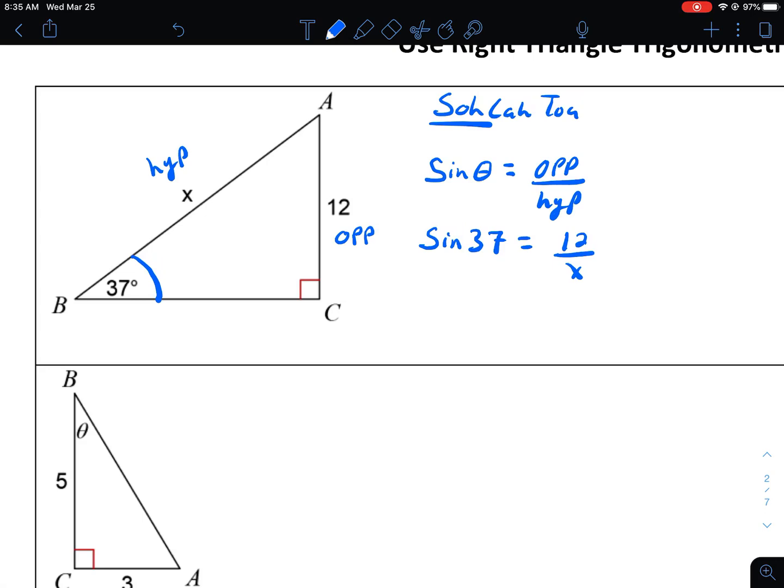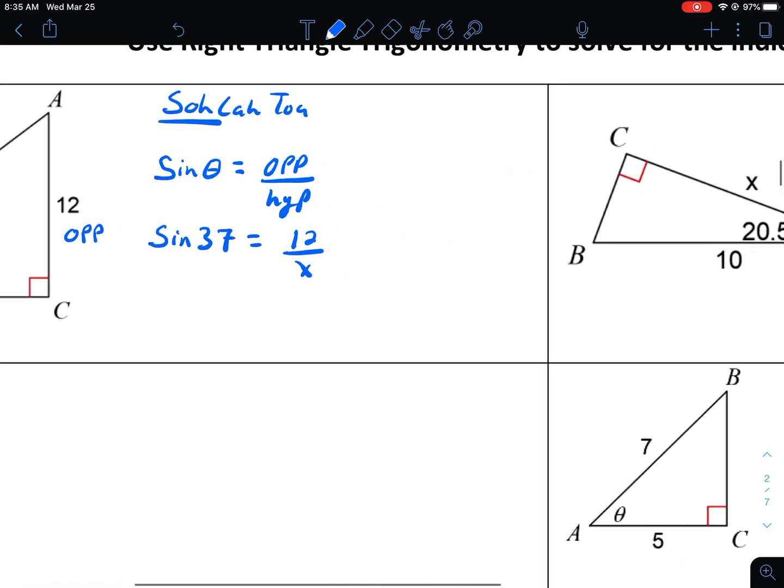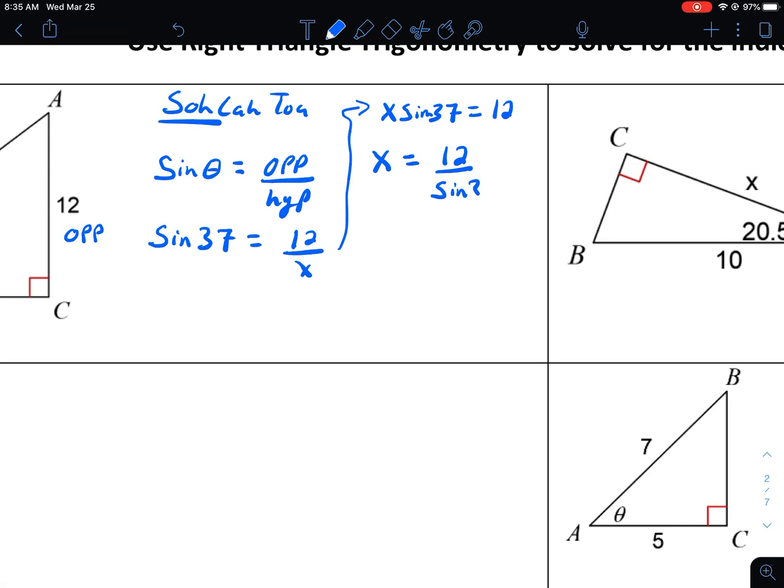Now to solve for x from here, I'd have to multiply both sides by x to get x out of the denominator. So I have x times sine of 37 is equal to 12. And then I divide by sine of 37. And then I'd go try to get my answer.